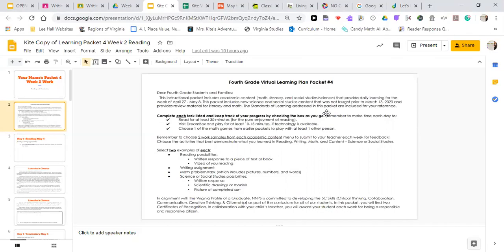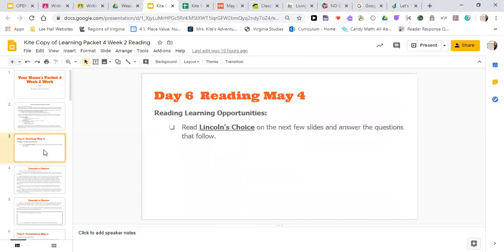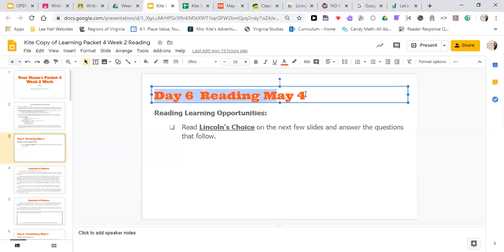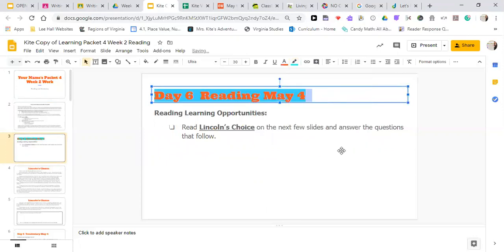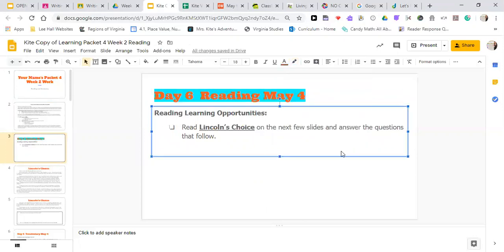If you're doing this virtually and you're doing a slideshow for your teacher, whether it's myself, Miss Dulesky, Miss Nichols, or Miss Dart, make sure that you highlight the selection you want us to take a look at. So if you wanted us to look at day 6, you'd use your cursor to highlight day 6, then go to this highlight tool here, choose any color, and you would highlight day 6 reading for May 4th.